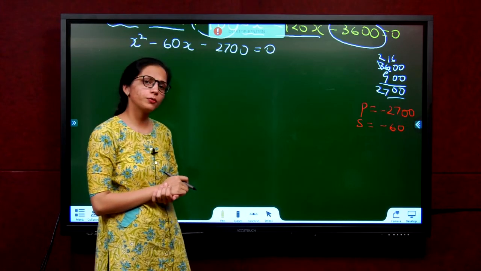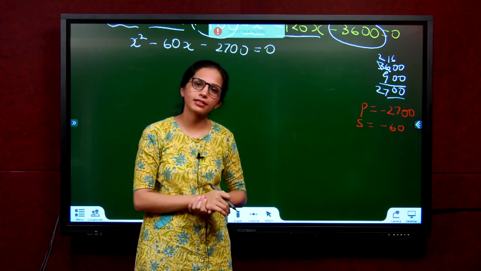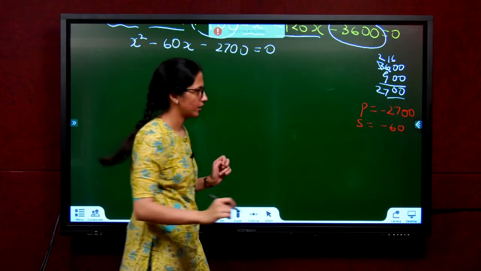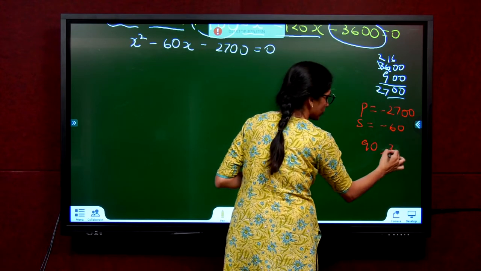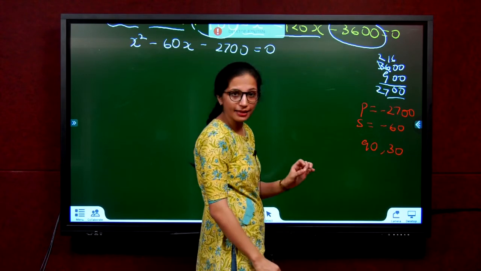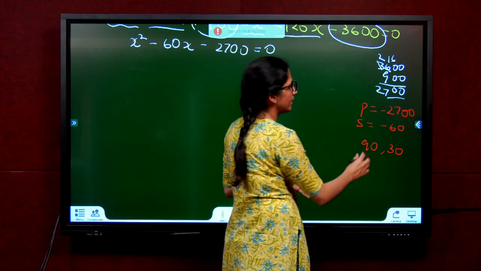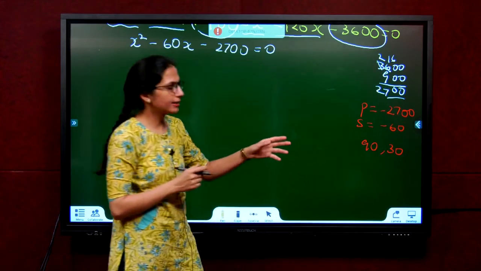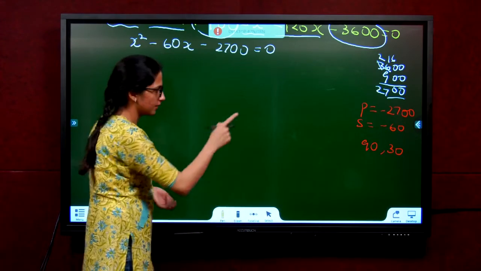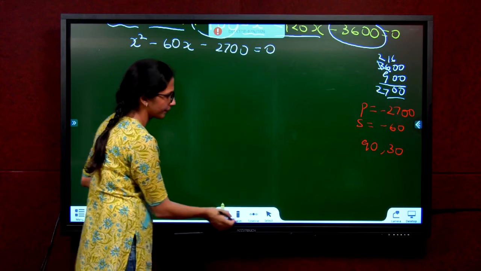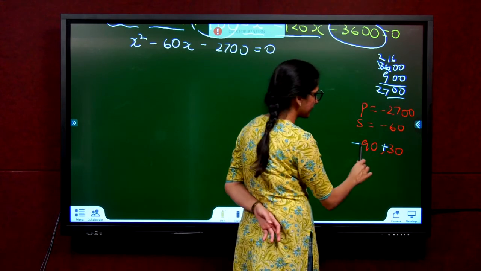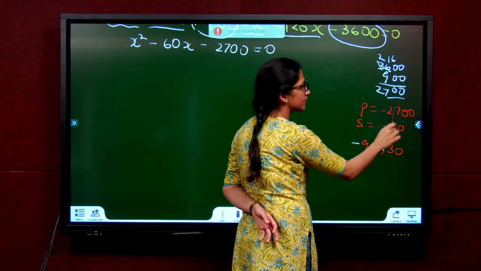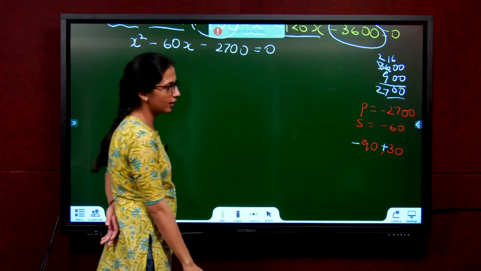First think of it like 27 and 6. What into what is 27? 9 into 3. So instead of 9 and 3, take 90 and 30. You can also go for the formula technique, but it's a little lengthy. Factorization is easy. Does 90 and 30 give you 60? Possible, but I want −60. So −90 plus 30. Multiply and see: −90 into +30 is also −2700.